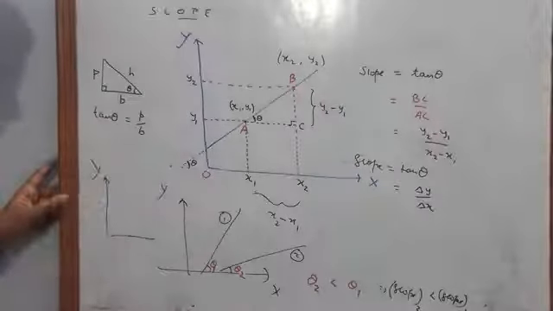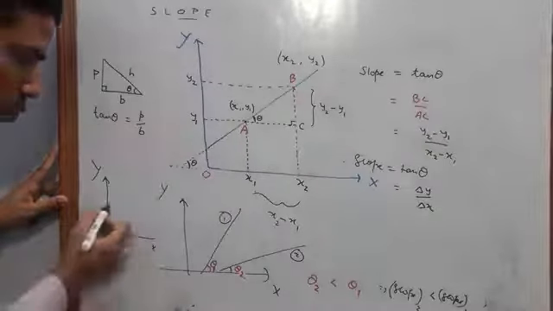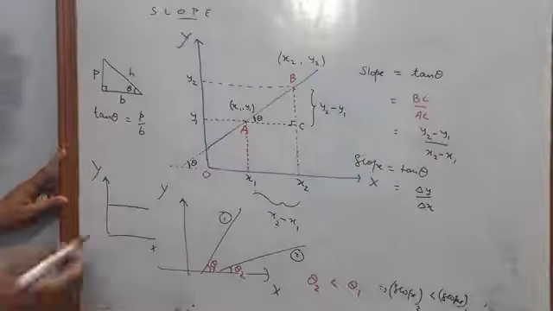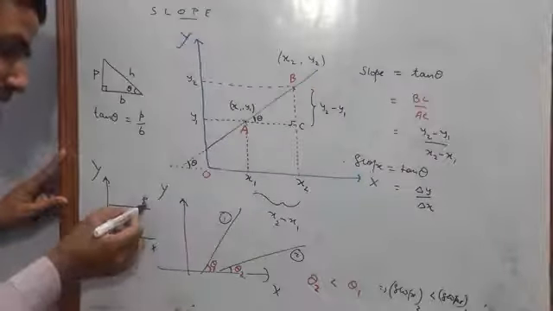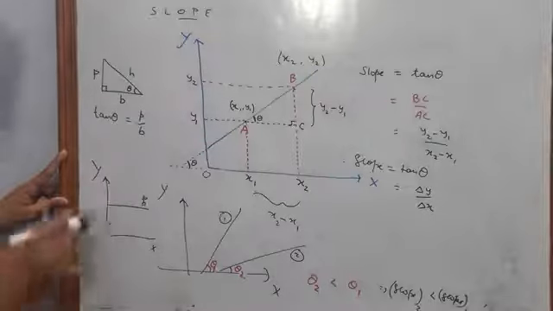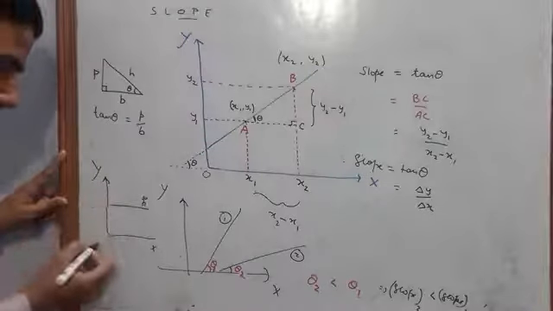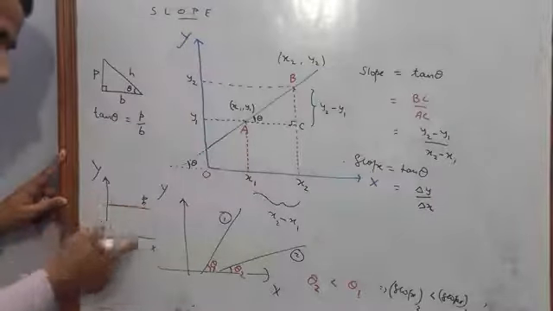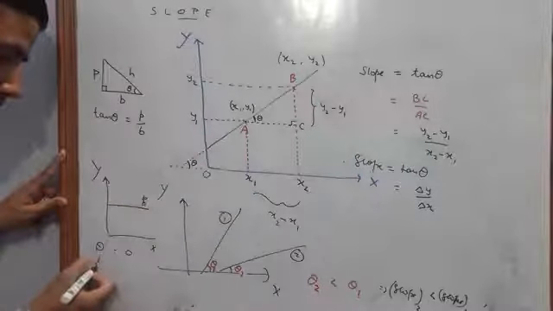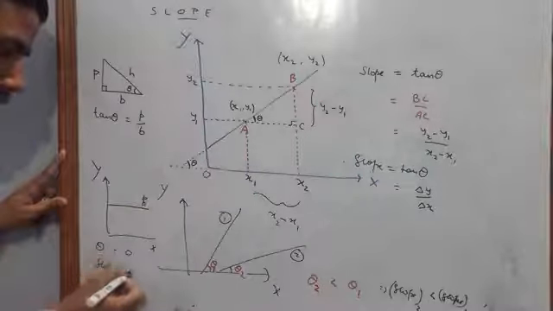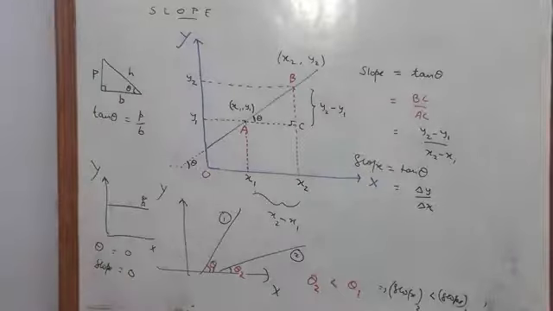On the other hand, imagine there is a line like this. This is the y-axis, this is the x-axis. What about this line? If a person sits over here, will he ever slip? No, because there is no inclination. Here we say theta, the angle which it makes with the x-axis, is 0, and therefore we write its slope is equal to 0. So these are the concepts of slope.